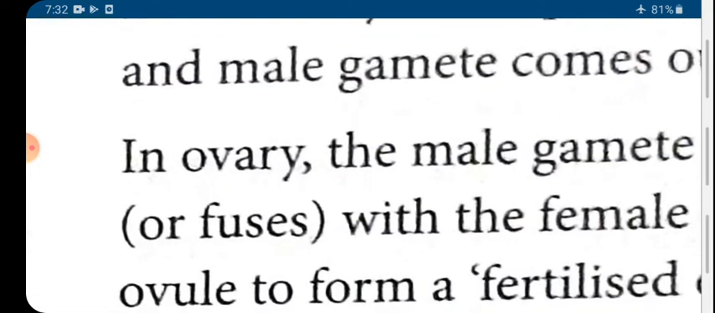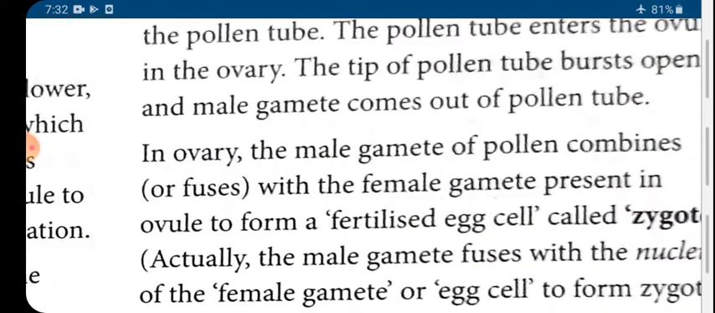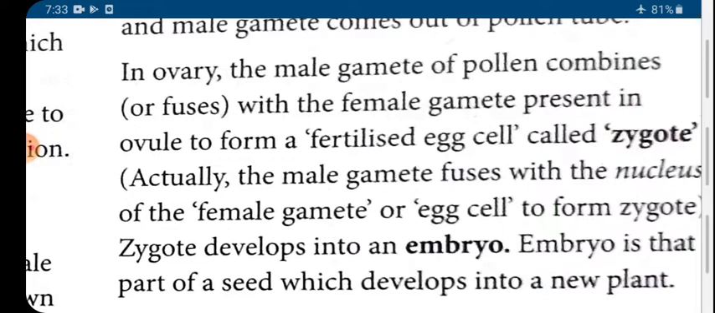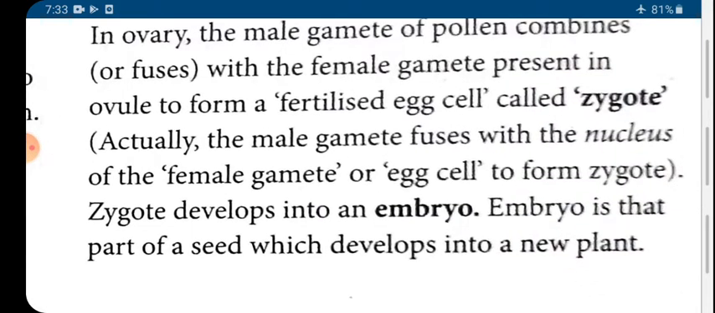So in the ovary the male gamete combines with the female gamete. So ovary में क्या होता है, male gamete fuses with the female gamete present in the ovule and forms a fertilized egg cell. और जब male gamete और female gamete का फ्यूजन होता है तो एक नई सेल बन के आती है, called fertilized egg cell. This is called zygote. Actually the male gamete fuses with the nucleus. एक्चुअली में जो मेल गैमेट होता है वो फीमेल गैमेट के न्यूक्लियस, जो अंदर सेंट्रल पार्ट होता है, केंद्रक, उसके साथ फ्यूज होता है. Okay, और फिर जाइगोट का निर्माण होता है.